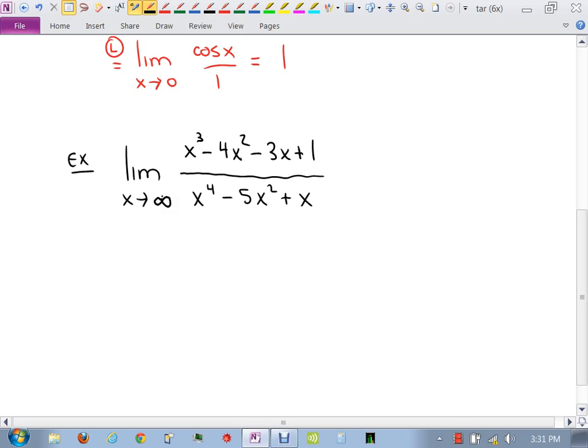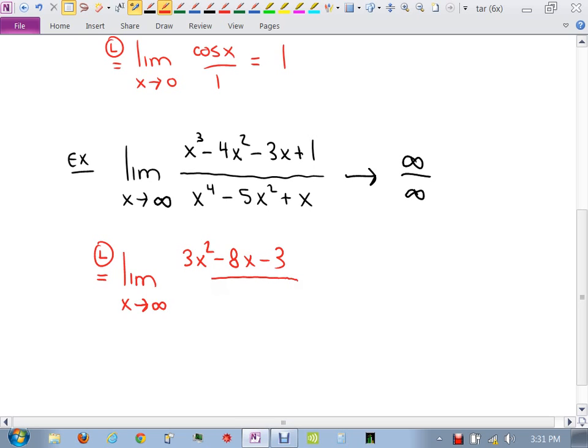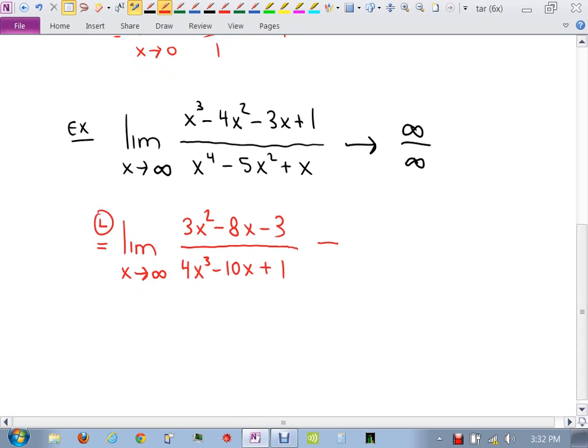The numerators become infinite, denominators become infinite, so we've got infinity over infinity, right? Can you use L'Hopital's rule if you have infinity over infinity? Yes. All right, so I come in here with L'Hopital and I get 3x squared minus 8x minus 3 all over 4x cubed minus 10x plus 1. Infinity over infinity. So you might be thinking, well, that didn't help, right?